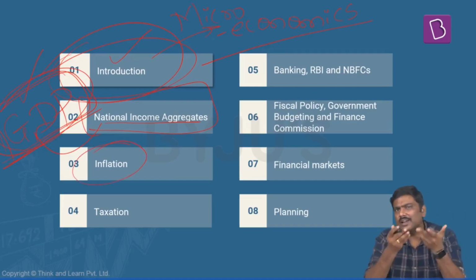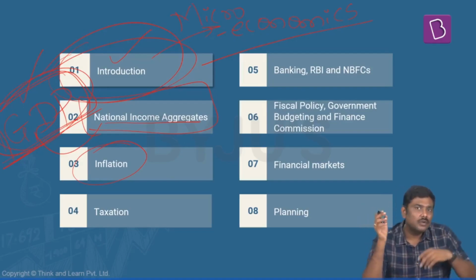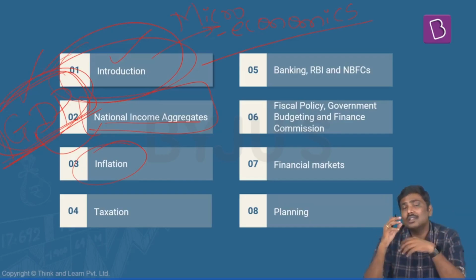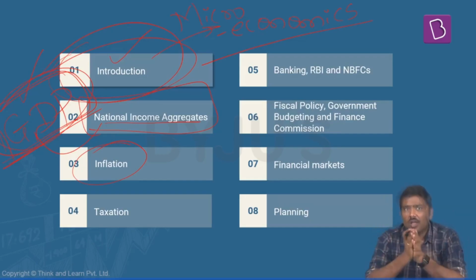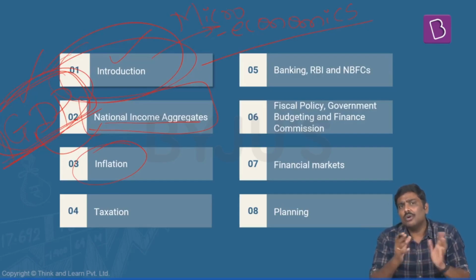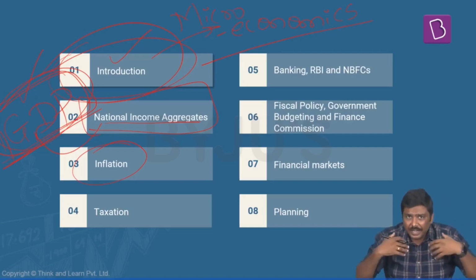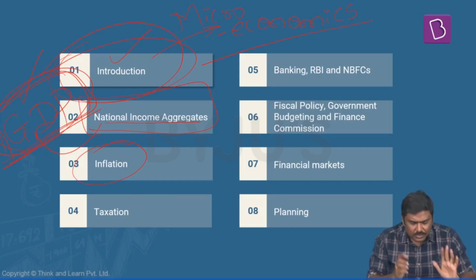Once we are done with this, we'll look at inflation. What do you mean by inflation? How is inflation measured? What is WPI? What is CPI? What is the role of RBI in controlling inflation? What measures are taken by RBI? What measures are taken by the Government of India? What are the factors which induce inflation in the market? All of these will be discussed under the ambit of inflation.